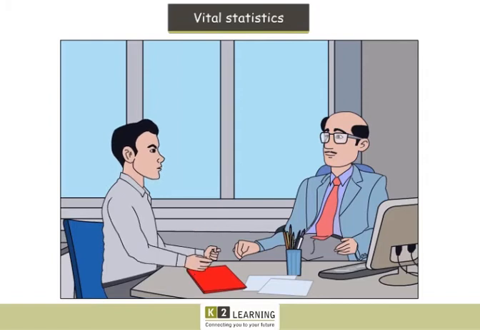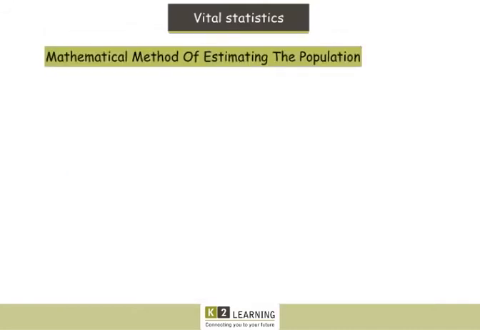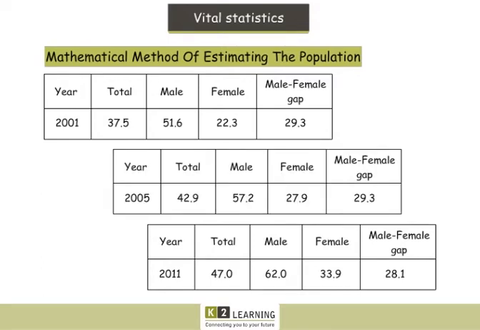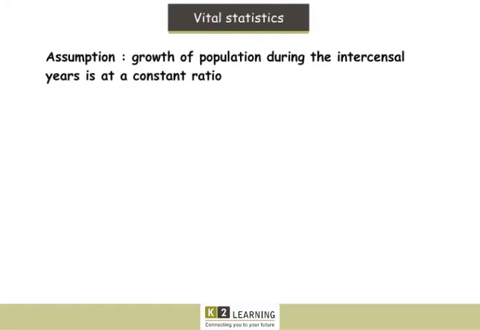Is there a particular tool to measure the population? There is a mathematical method of estimating the population. Say you have two census data. Now we assume that the growth of the population during the intercensal years is at a constant ratio. If one has the records of birth, death, immigration and emigration, the population at any time can be obtained using this formula. PT is equal to P0 plus B minus D plus I minus E.